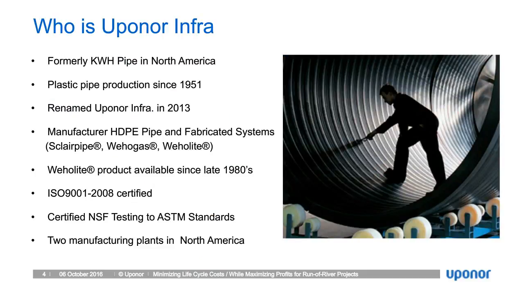So, who is Uponor Infra? Many people know us by KWH, which we operate in North America. We've been using polymer pipes since 1951. Through an acquisition, we were renamed Uponor Infra in 2013, and that allowed us to not only maintain our market share, but also expand it in different areas. Some people know us by our systems such as Sclair Pipe, Whale Gas, and Whalite. Whalite product has been available since 1980, and this is what we'll be talking about today in the webcast. We're third-party certified, NSF testing, CSA, UL, FM, all to ANSI and ASTM standards. We're an ISO certified manufacturing facility, and we have 2 manufacturing plants in North America.